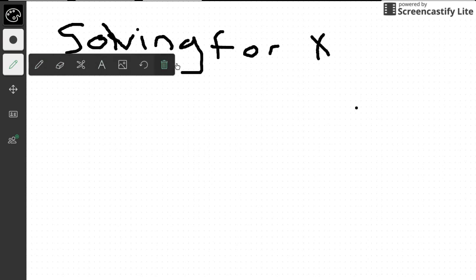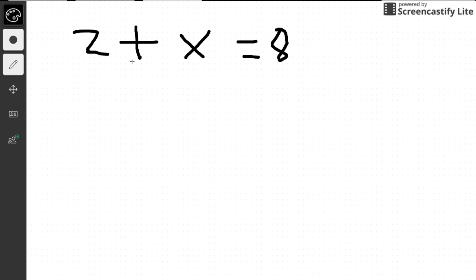So now we are going to start with some problems. To get the idea, we're going to start with 2 plus x equals 8. One strategy that I use is finding the difference between the two numbers to evaluate x. So to do that, we are subtracting 2 from 8. And with that, we get 6. So now we know that x equals 6.